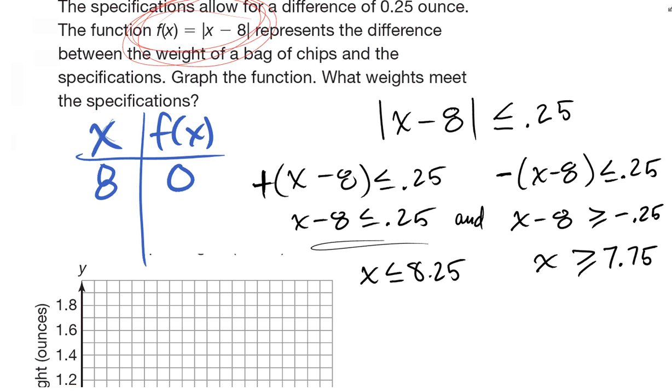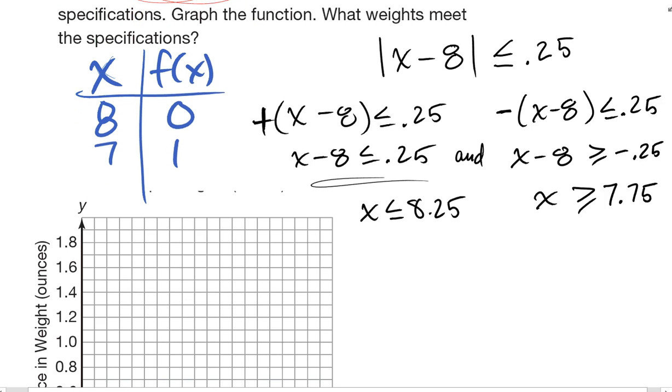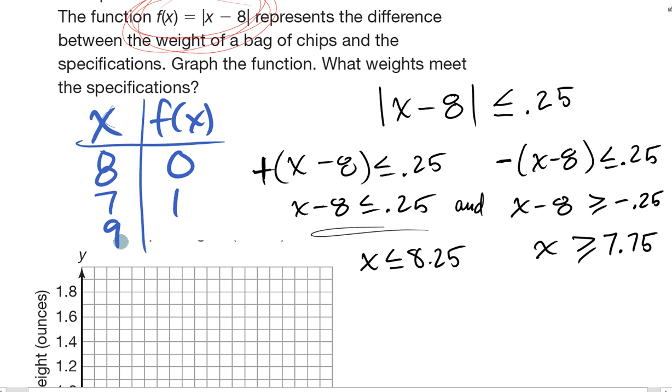If I was to place into that function the number 7, 7 minus 8 is negative 1. Absolute value of negative 1 is 1, so it would produce a 1. And on the other side of that function, if it was 9, 9 minus 8 is 1, and the absolute value of 1 is 1. So I've got these values that I want to consider, and I want to plot just those to start with.